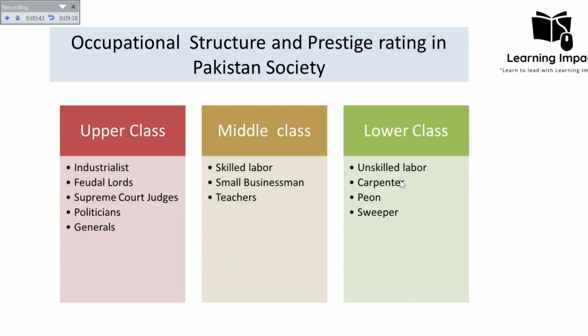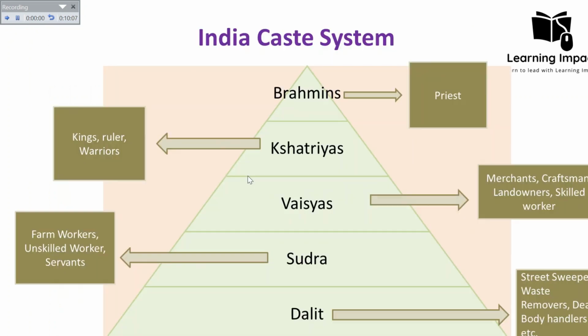It is relative for different societies. For example, those who are part of the upper class in Pakistan society can be part of the middle class in another society. Similarly, skilled laborers are more valued in Western countries than in Pakistan. So in Pakistan, they are classified as part of the middle class, but in Western countries, they can be part of the upper class or others. So we can say that the occupational structure is different from society to society.